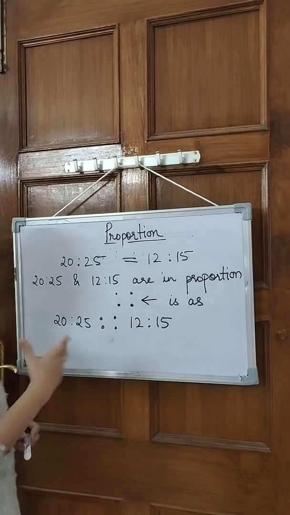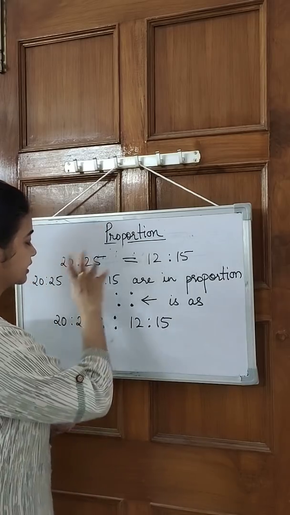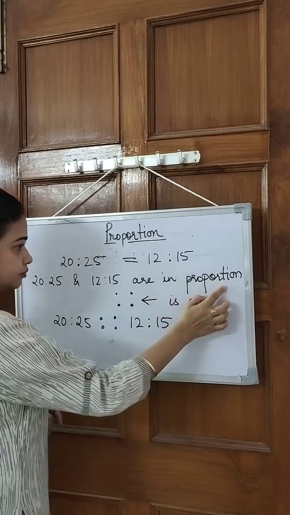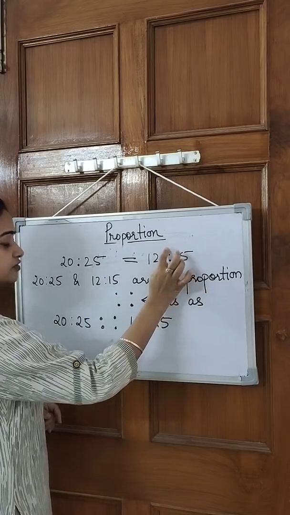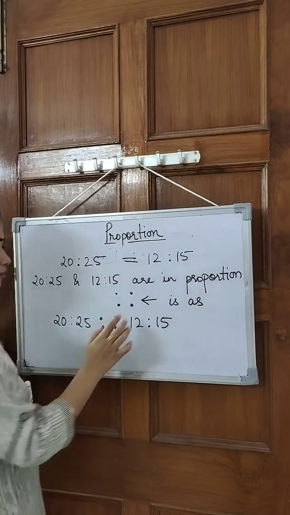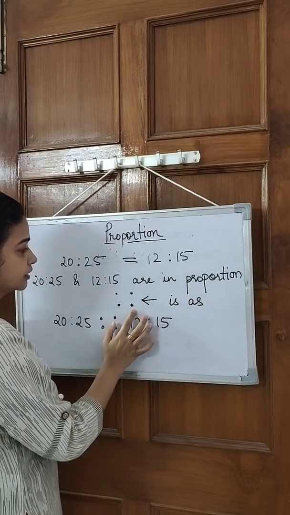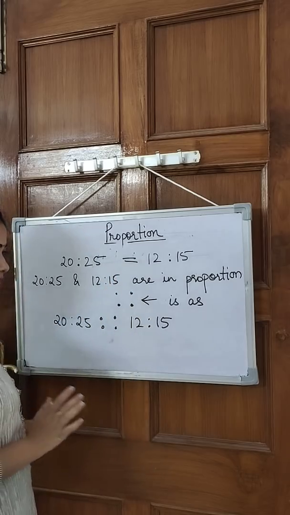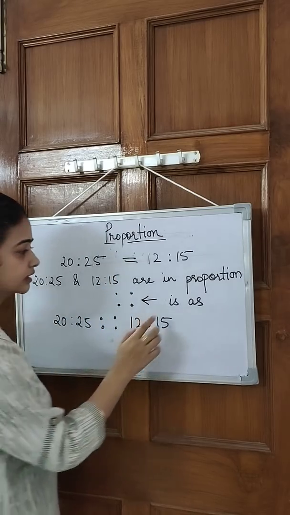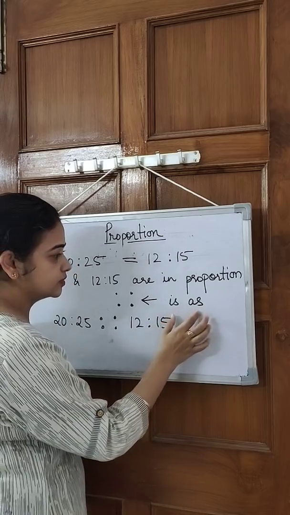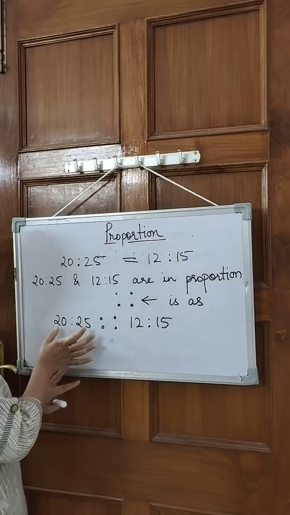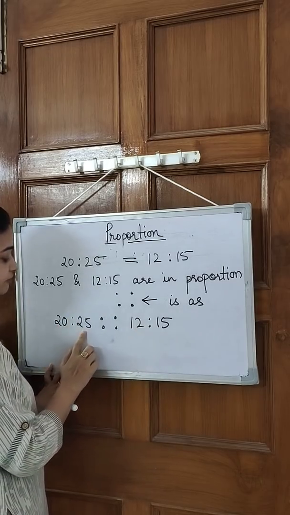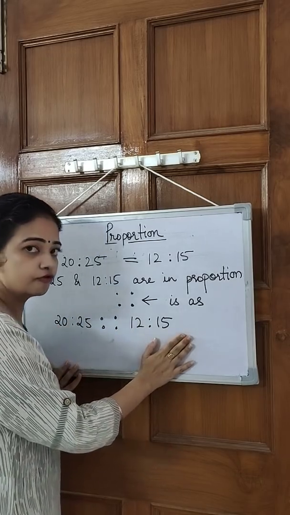Now these are numbers that I have taken and everywhere I have written proportion like this. That two ratios are equal, so they are in proportion. When we were saying ratio, we were using one colon. When we say proportion, we use two colons. And we write those two colons in place of the equality sign. And what we call these two colons is as. Is as means same as. So the ratio of this is same as the ratio of this. 20 is to 25 is as 12 is to 15.